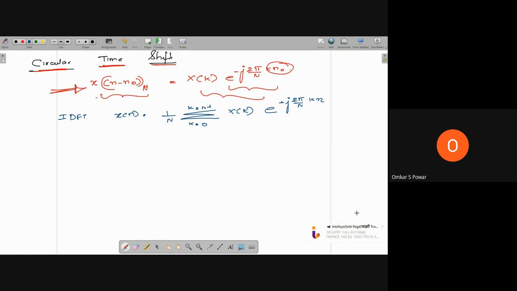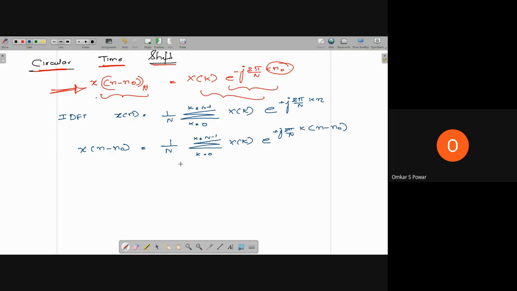So now what you have to do is check the formula x of n minus n naught. So replace n by n minus n naught. So x of n minus n naught is equal to 1 by n summation k varies from 0 to n minus 1 x of k e power plus j 2 pi by n k. As I told you, replace n by n minus n naught.